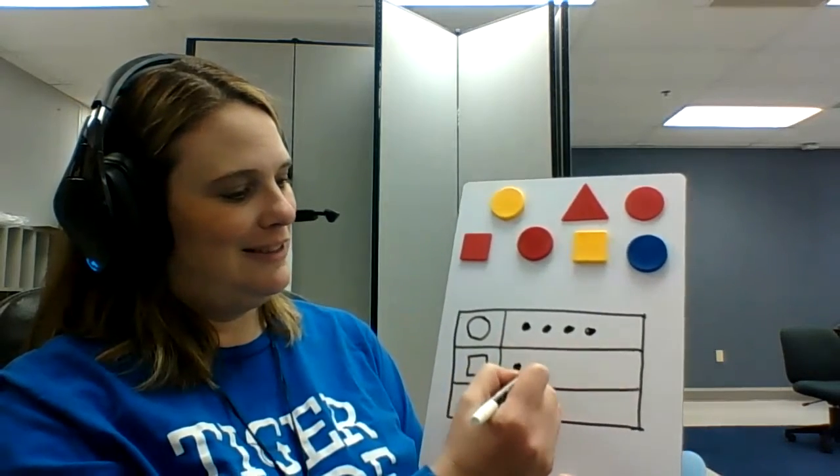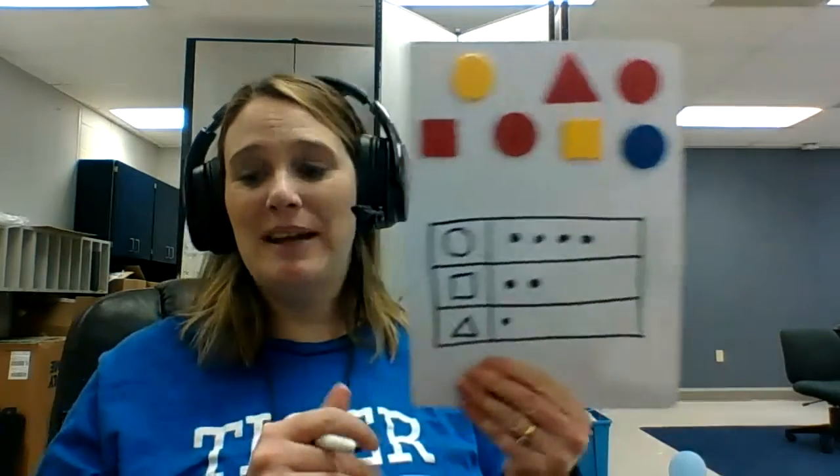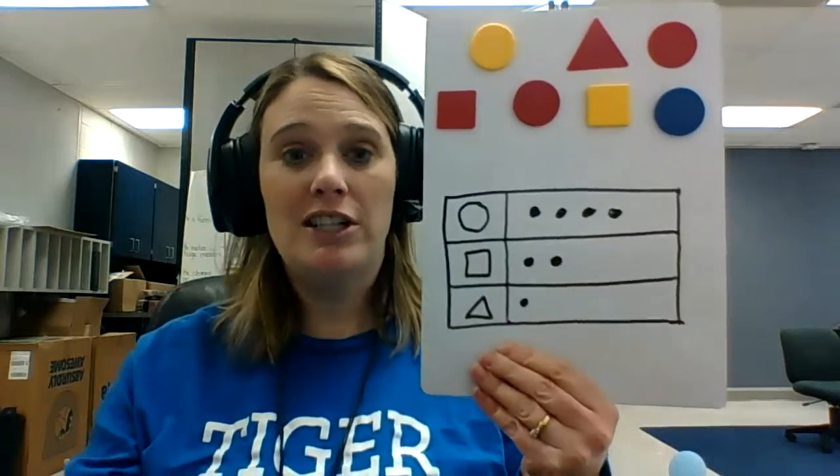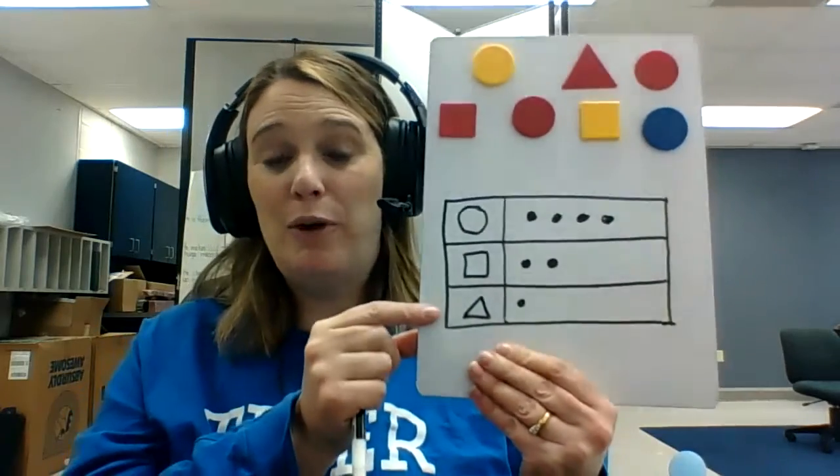How about squares? One, two. And how many triangles? Only one, poor little triangle. And then this makes it really easy to look at your chart and figure out which one has the most, which one has the least. If we put rectangles on here, we'd have zero rectangles, right?